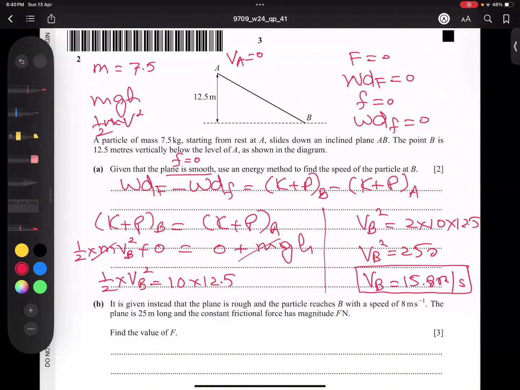He did not ask for the exact value, which is 5 root 10, but if you write v of B as 15.8, I hope the point is very clear.